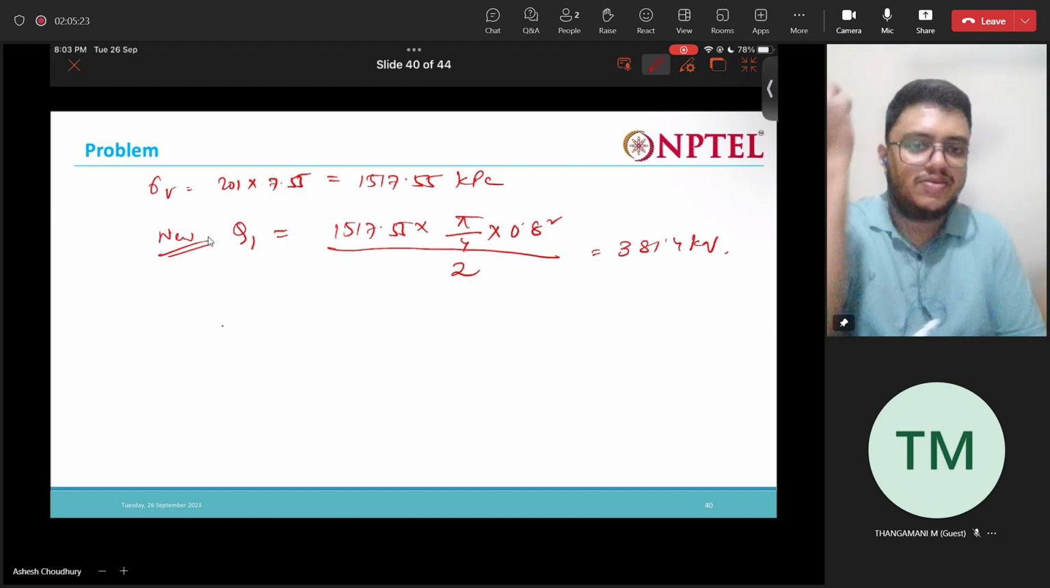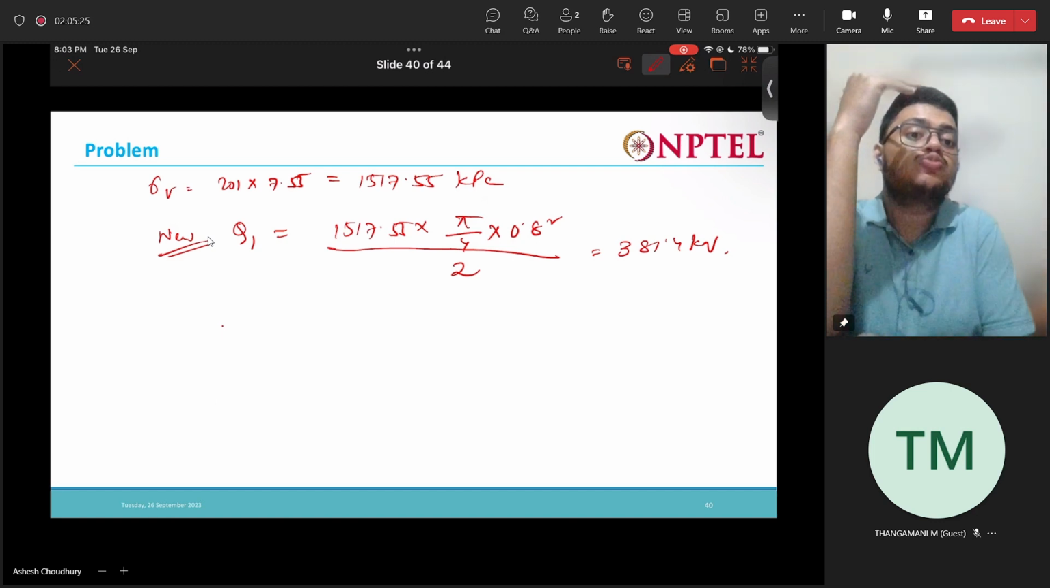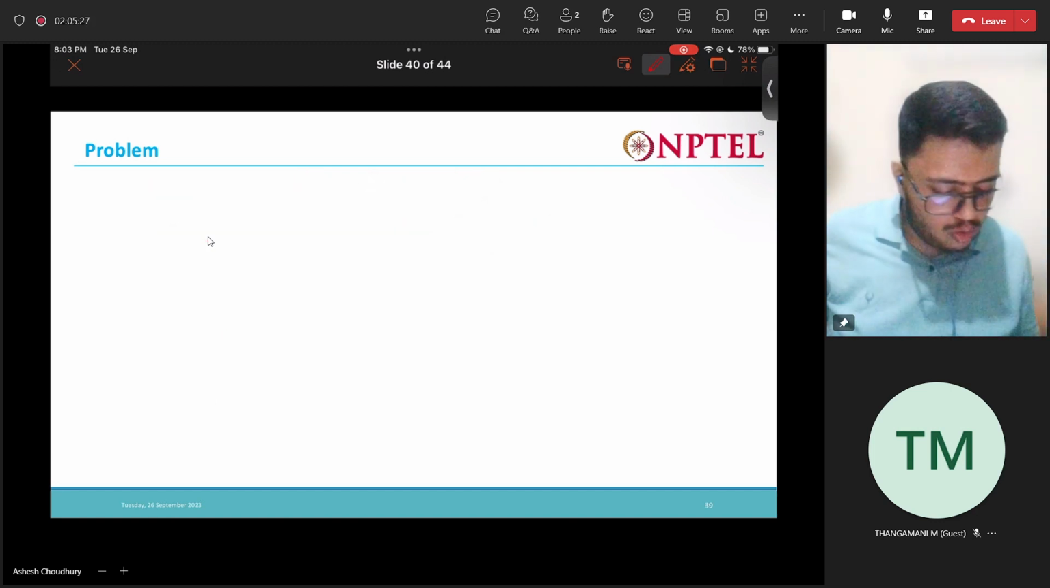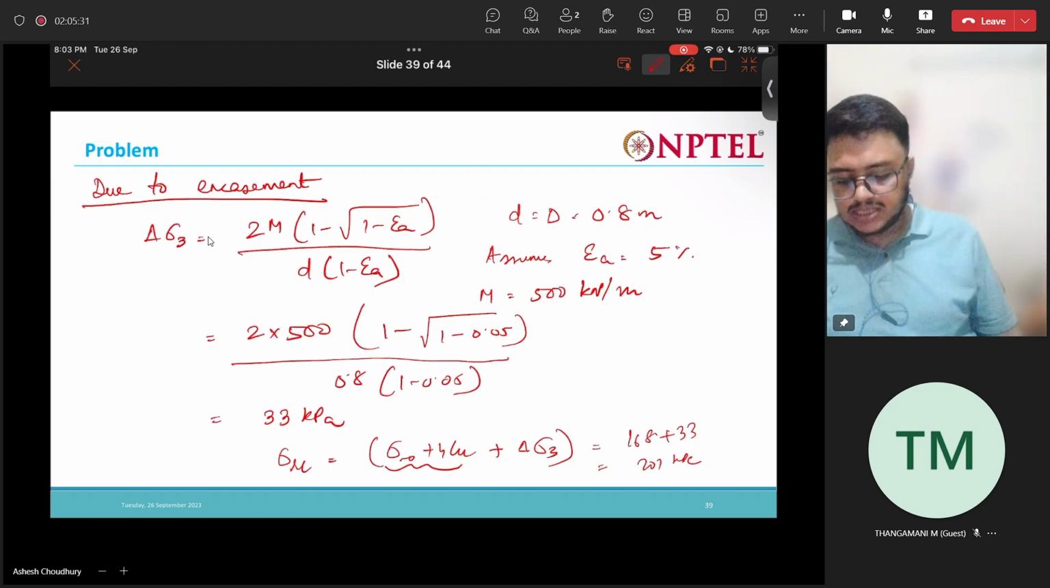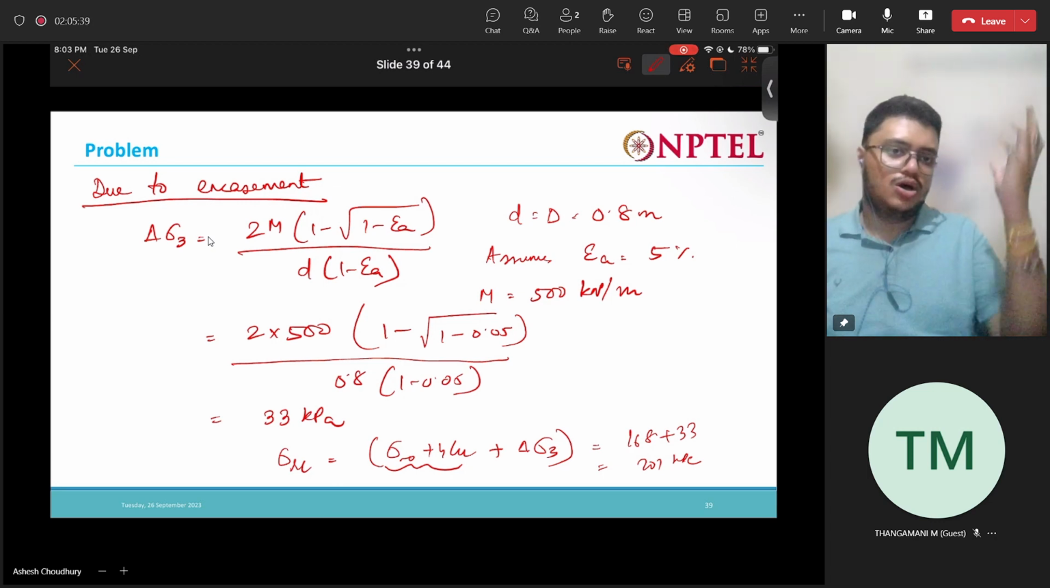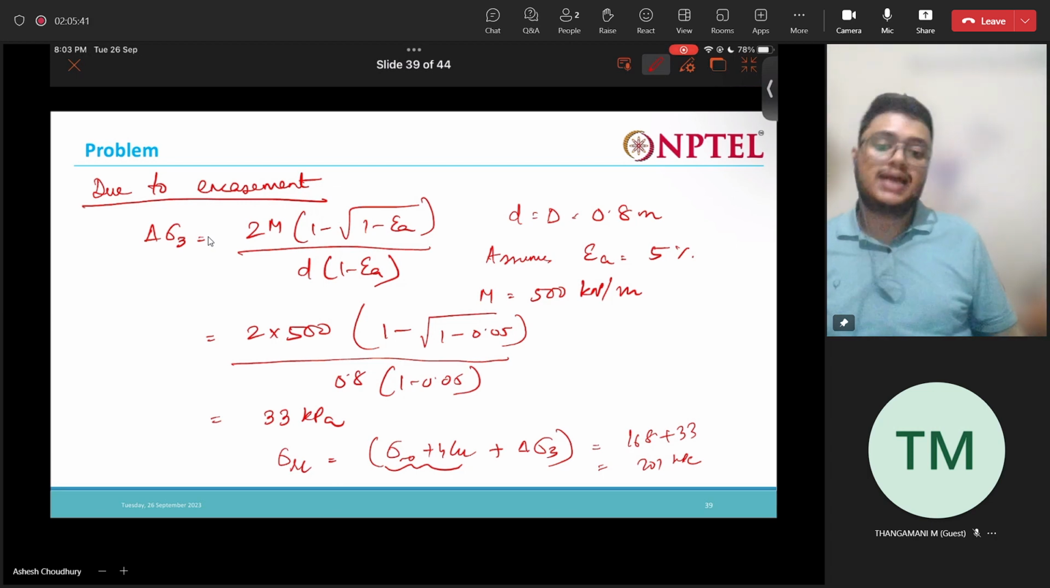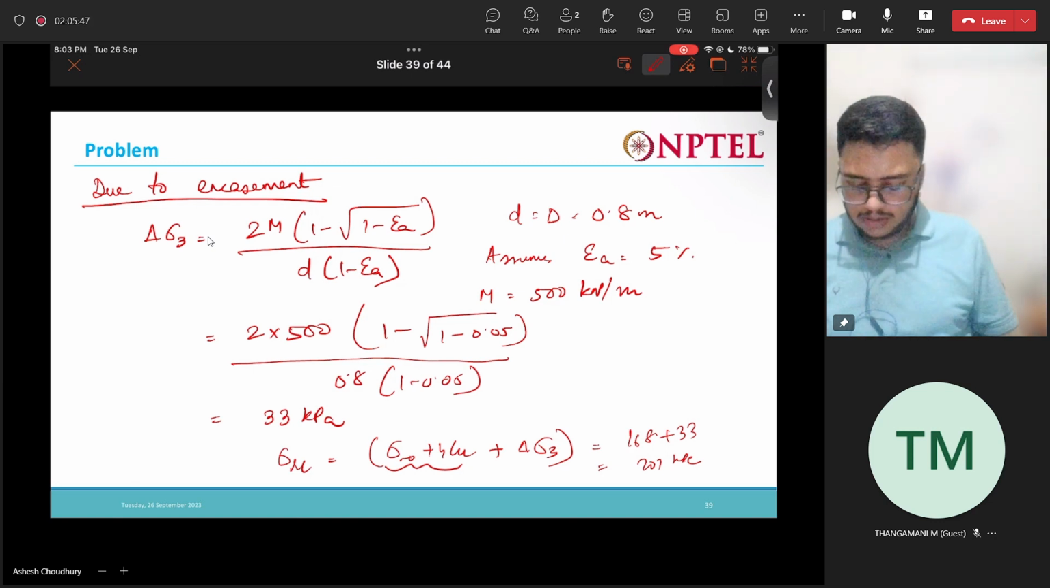So now if you use a stiffer geosynthetic, with more strength, if you decide to use a geosynthetic of higher secant modulus, more stiff, then you will see that you are getting a higher capacity, higher Q1. You will be getting higher Q1. All right.